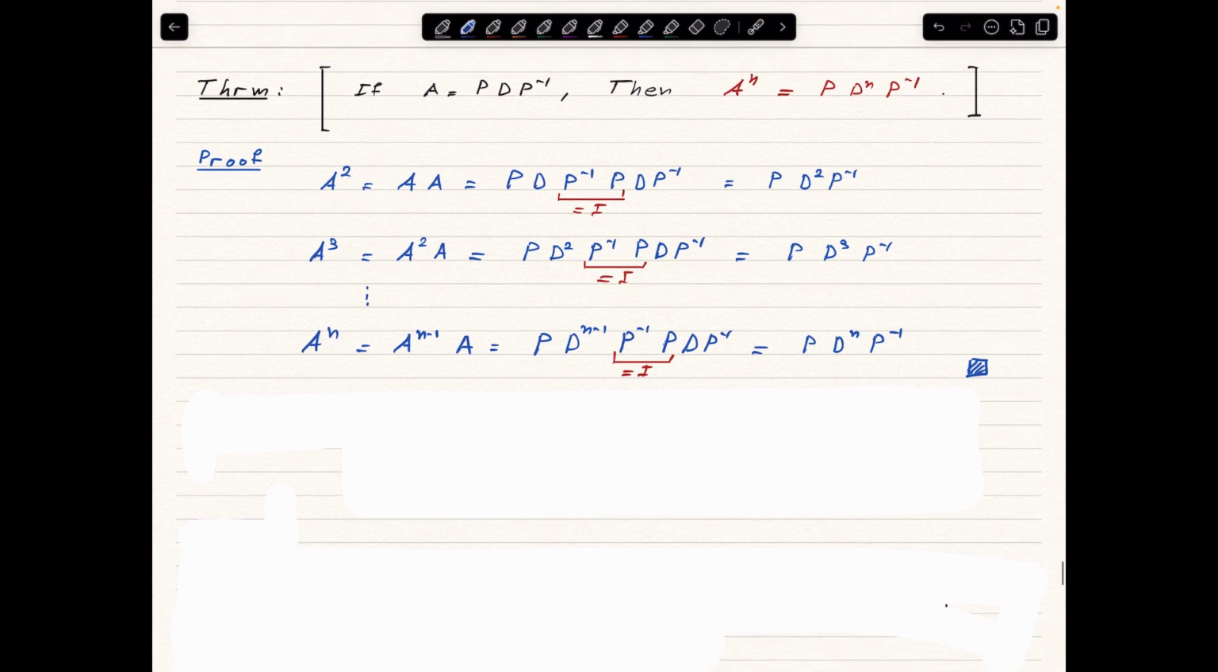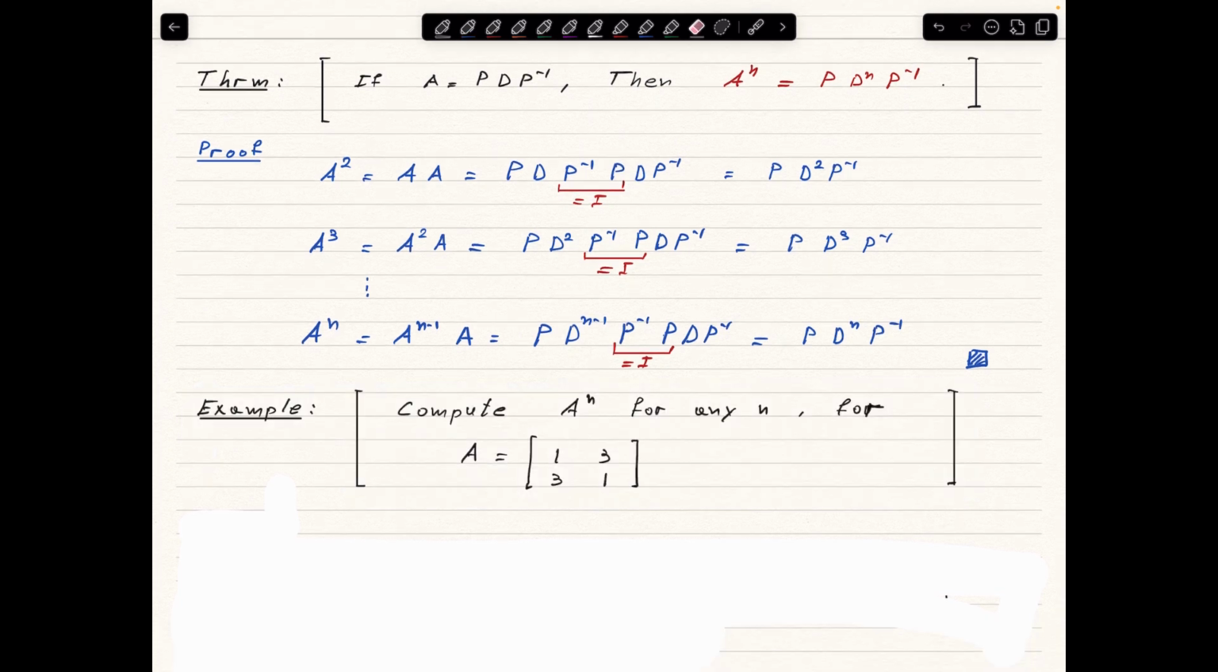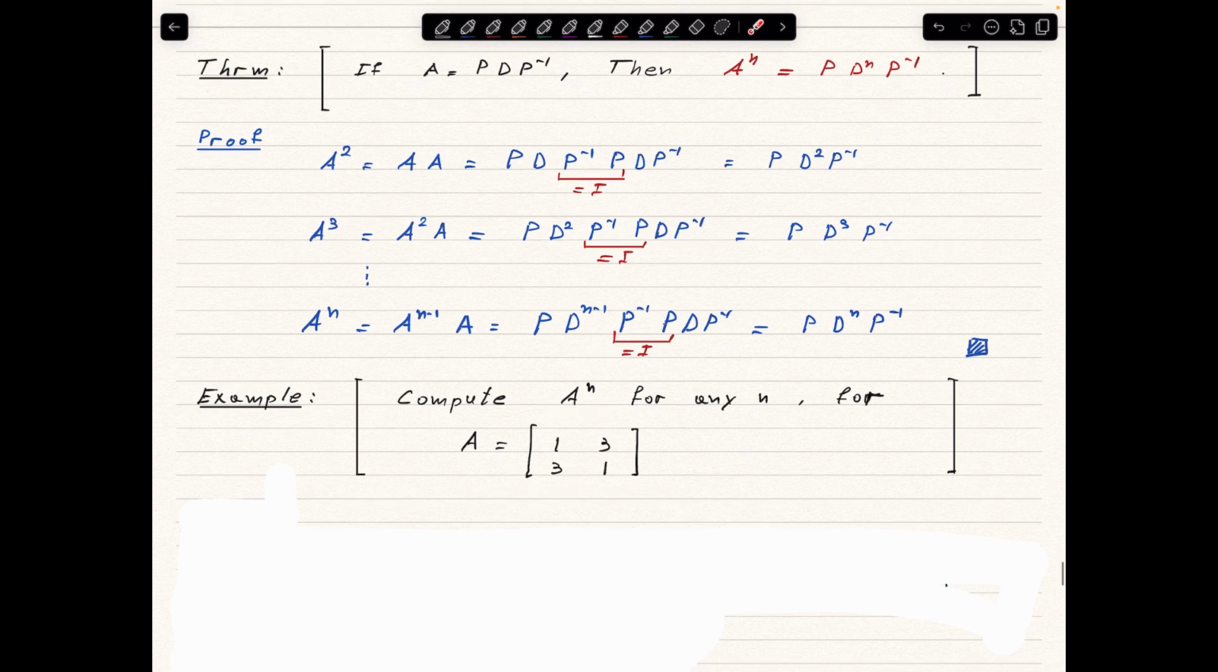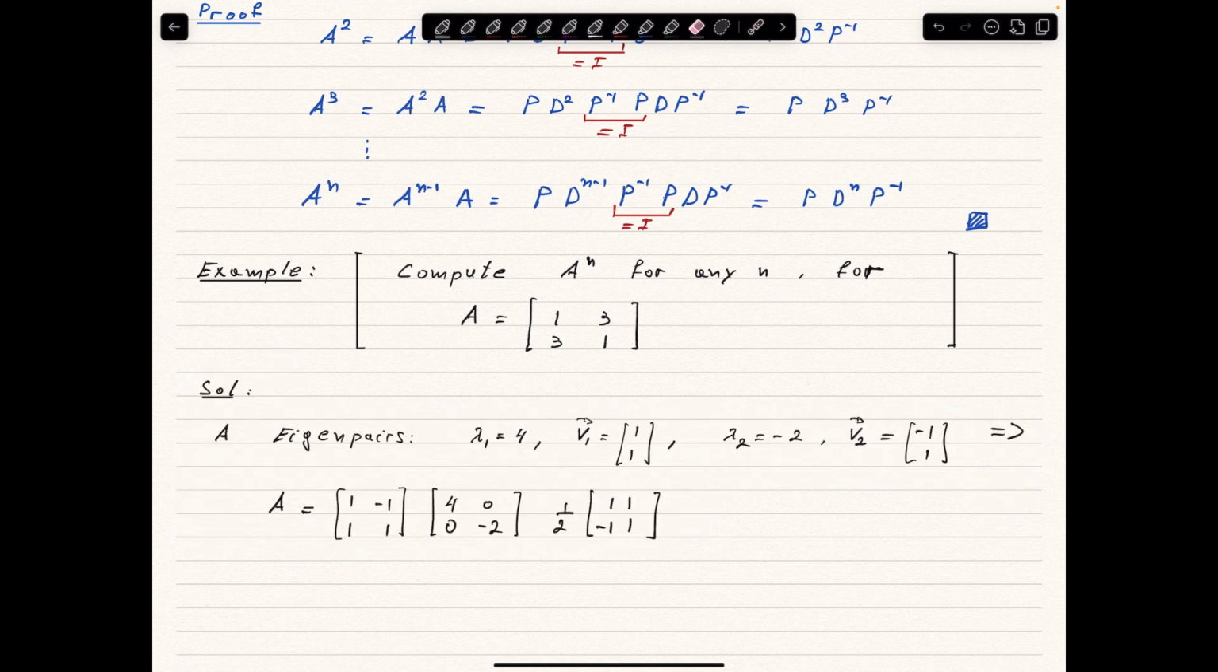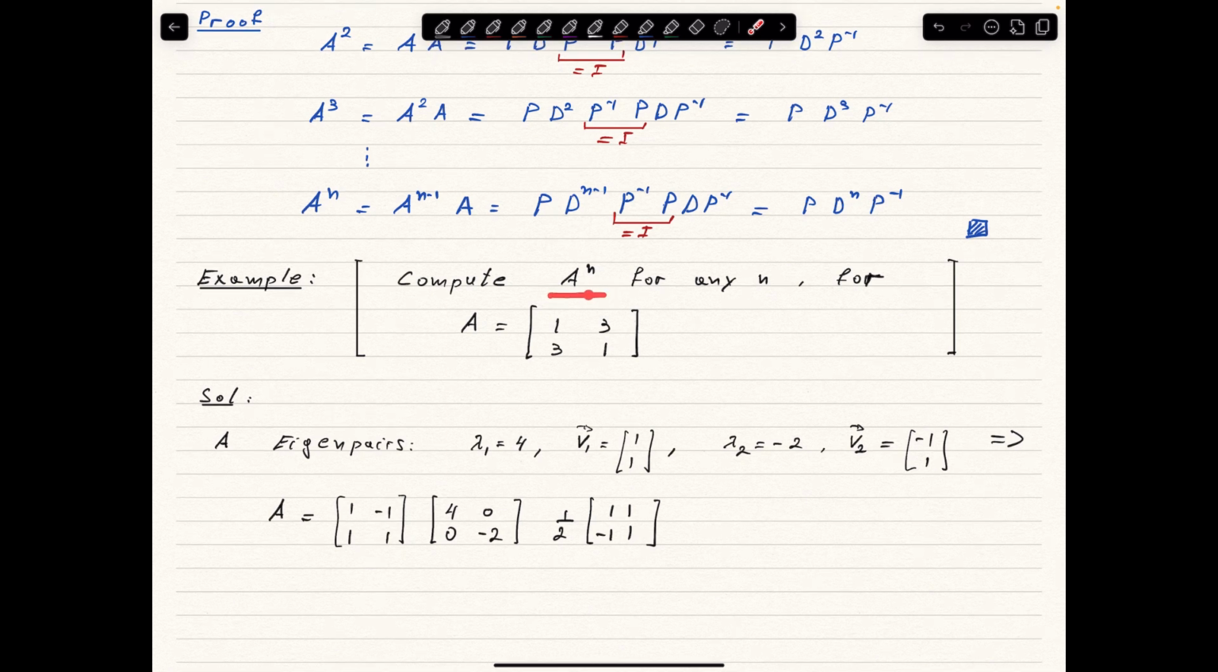So having this formula is quite useful because then we can compute an arbitrary power of any matrix that is diagonalizable, like this one here. And the only thing we need to do is use this formula. You see? And powers of diagonal matrices are super simple. So suppose you want to compute our final example of this video, an arbitrary power n of this matrix. So you don't do powers like this, 1, 3, 3, 1. Don't do that because that is going to be very complicated.